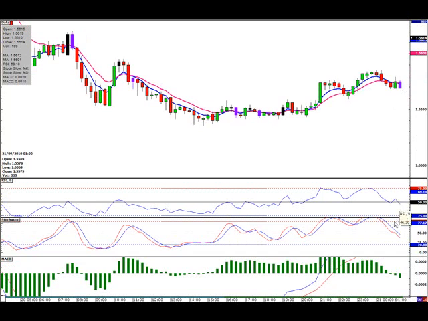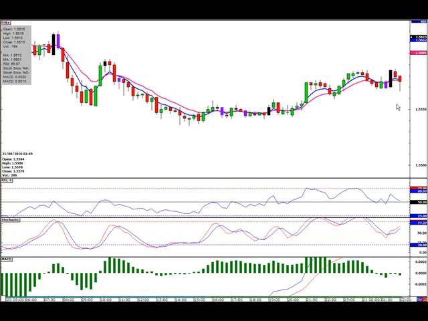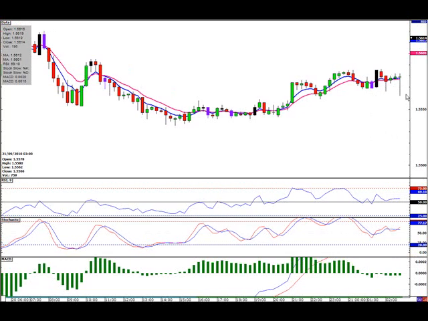RSI is below 50. Stochastics are trending down. However, MACD was negative already from the previous candle, and this actually cancels out the signal, and I would not enter. So no entry here because of the MACD already being negative. We're simply going to let that pass by. And you can see it actually paid off for us because it would have stopped us out.